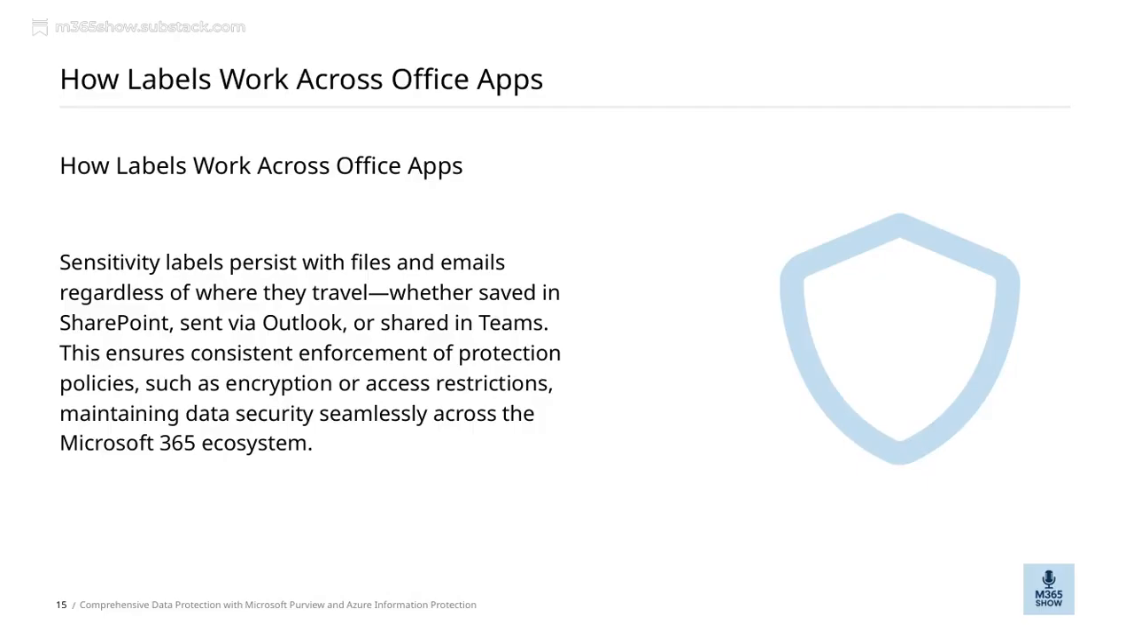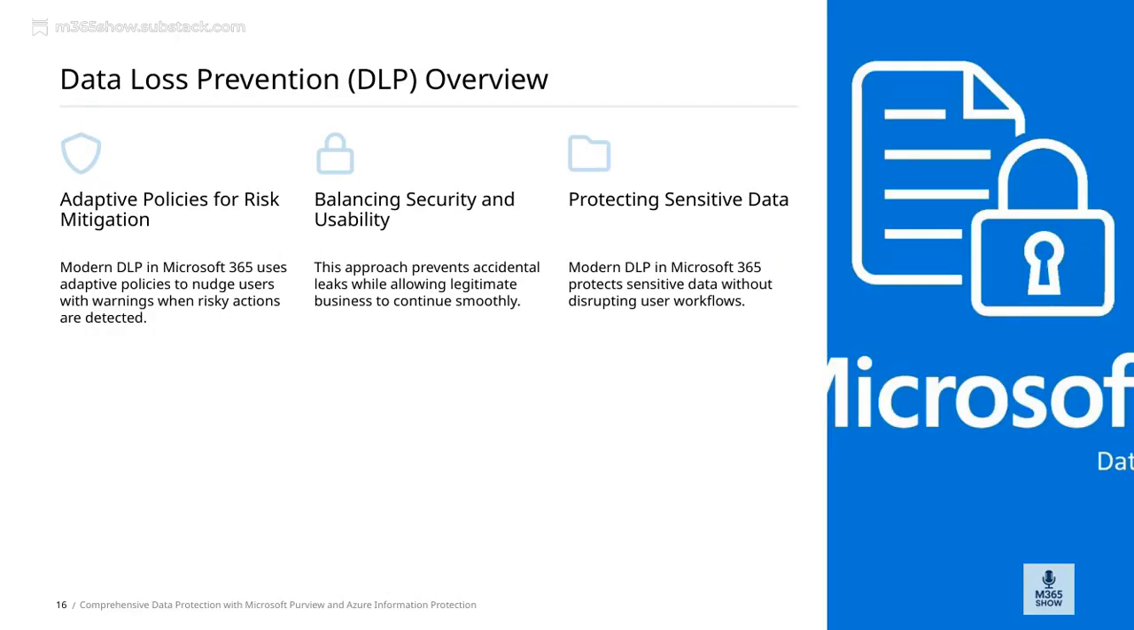Now, let's take a closer look at data loss prevention, or DLP, within the Microsoft 365 environment. This slide highlights how modern DLP solutions provide comprehensive data protection using tools like Microsoft Purview and Azure Information Protection. These technologies work together to safeguard sensitive information across your organization. What's really important to understand here is that modern DLP is designed to protect your data without interrupting the daily workflows of users. It's about striking the right balance, ensuring security while maintaining productivity.